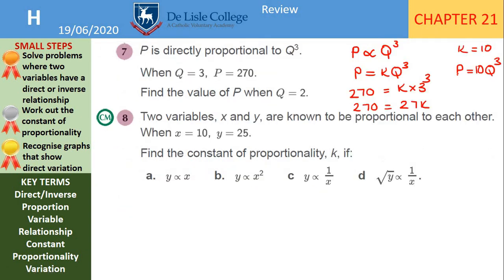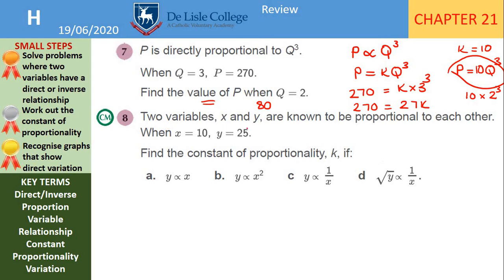It didn't ask me for my formula, but remember I always work this out because that then helps me to answer this part here. Find the value of p when q equals 2. So if q equals 2, that will be 10 times 2 cubed. 2 cubed is 8 times by 2. So the answer must be 80.